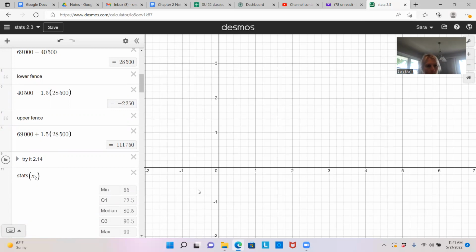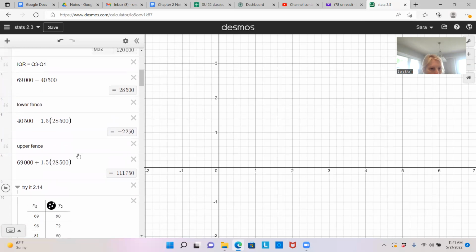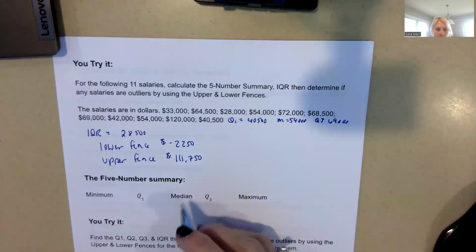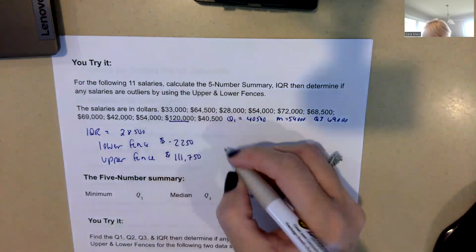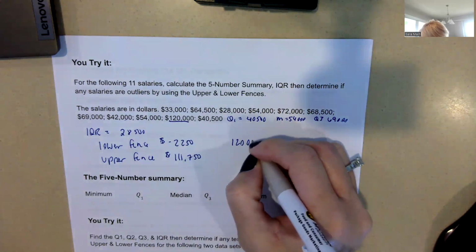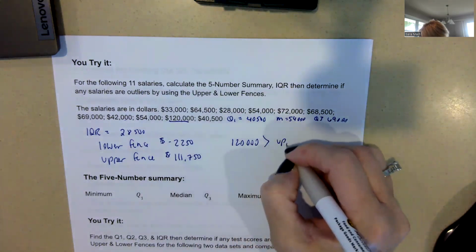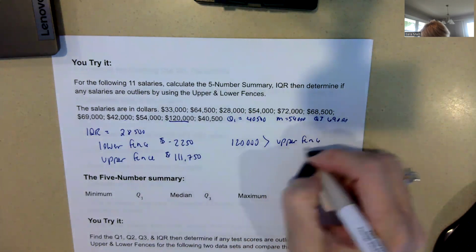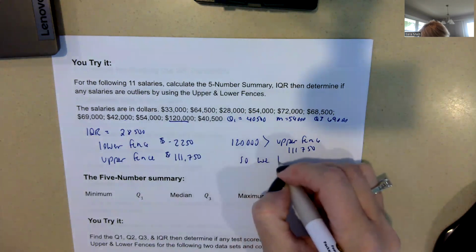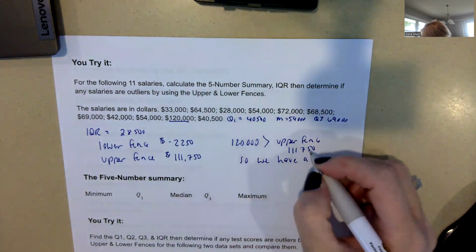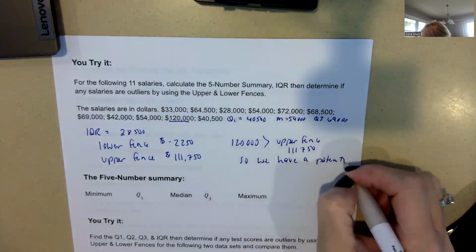And we do have one salary that is higher than that, 111,750. So we do have this person here. So 120,000 is greater than the upper fence, which was 111,750. So we have a potential outlier.